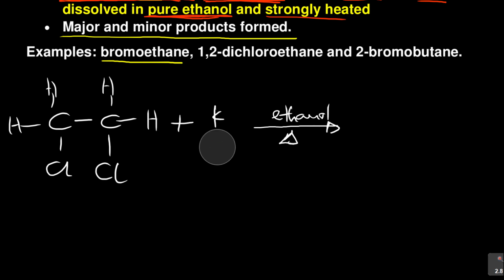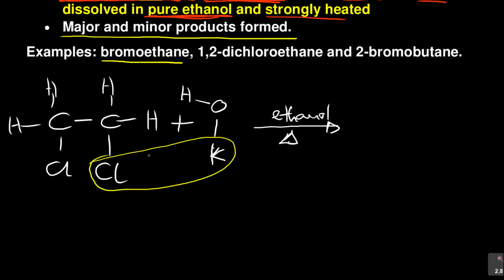Let me write it the other way around. It's O, H, and K. That's the potassium hydroxide. So what is going to happen is these will attract it to come and take this, and at the same time, because you mustn't take from the same carbon, take it from carbon 2. So what are you going to have?